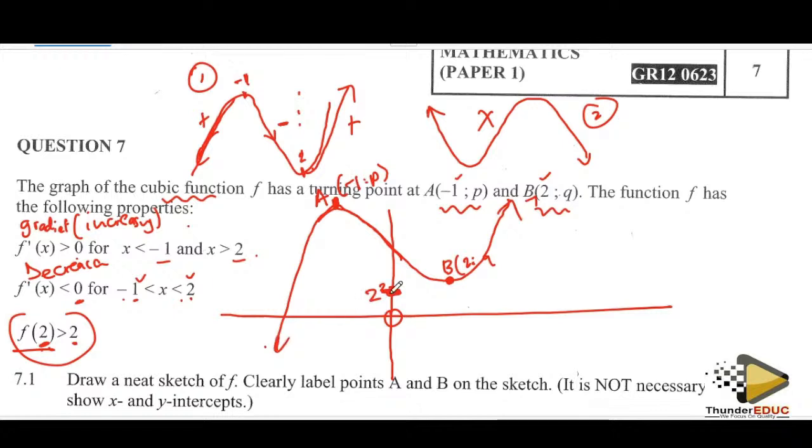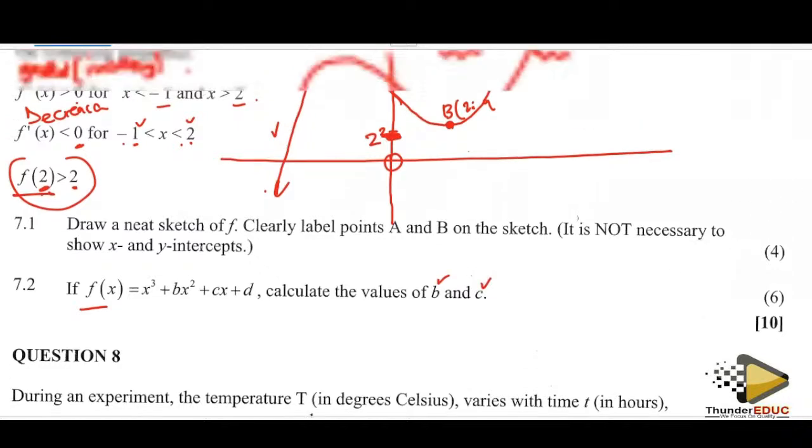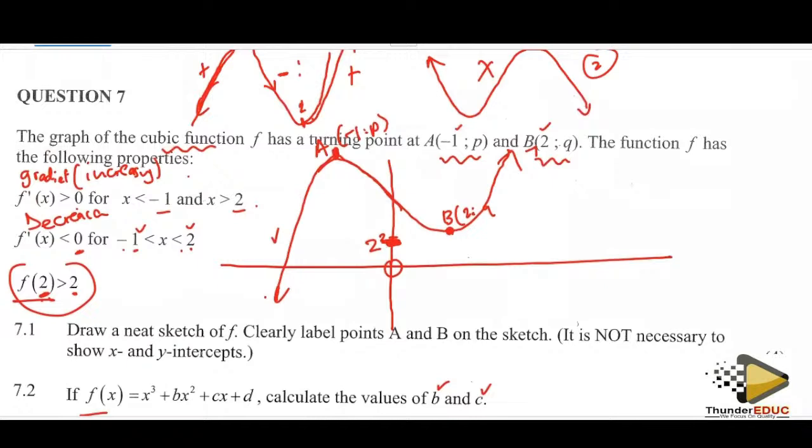Someone asked, how is this marked? So look at the shape. Is it increasing or decreasing? You look at the different parts: this part of the gradient, this part of the gradient, and that last part of the gradient. Sometimes you look at the points, is this one above the 2? All right, so that is 7.1. Then 7.2, we have f of x being x cubed plus bx squared plus cx plus d. They want us to calculate the values of b and c.